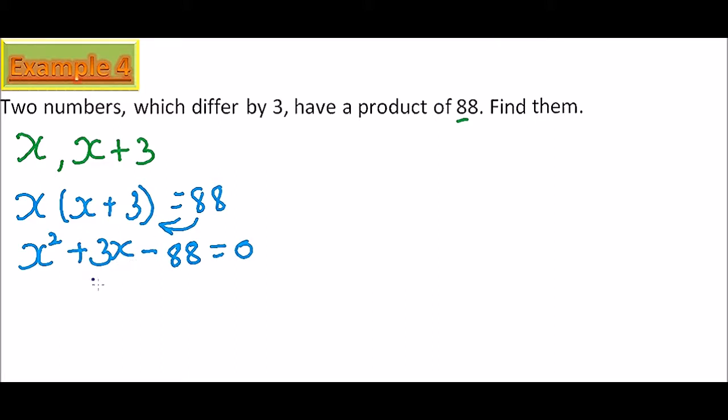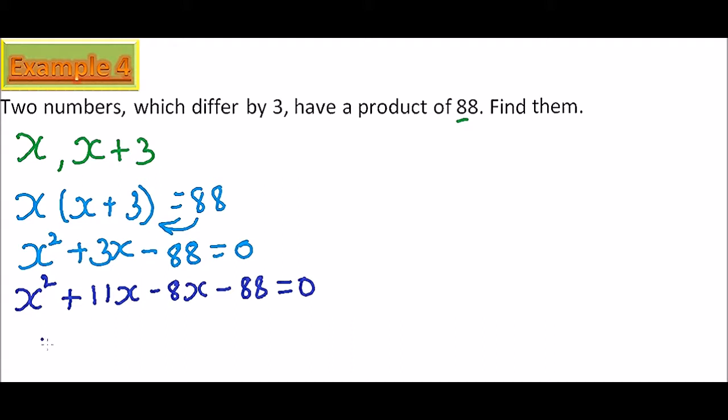We can use the factor method. We have two numbers, 11 and minus 8. When you add them, you get 3. When you multiply them, you get minus 88. So we can write our equation like this: x squared plus 11x minus 8x minus 88 is equals to 0.